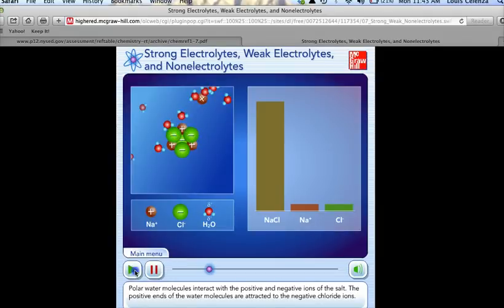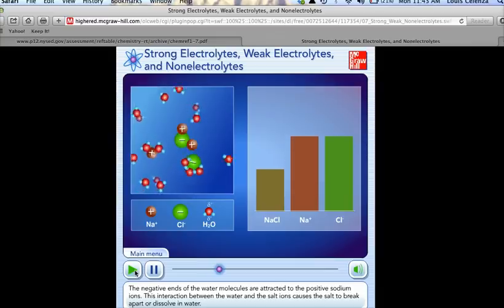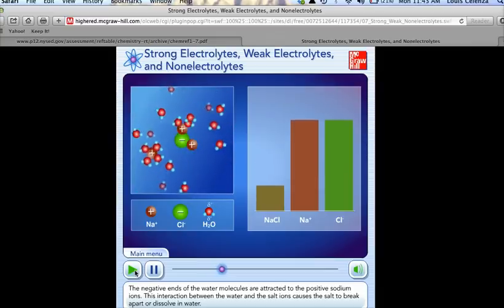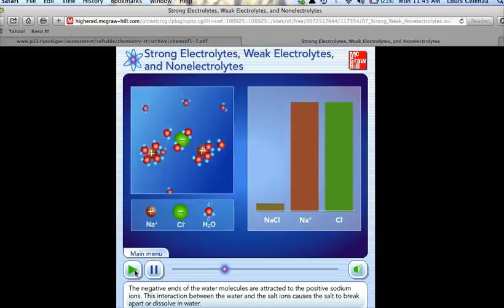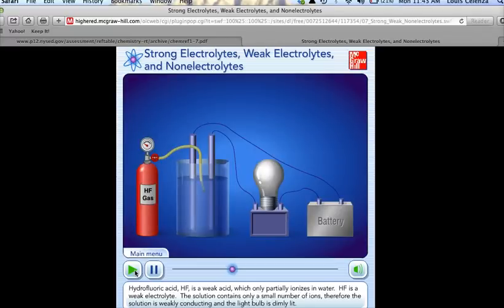Positive ends of the water molecules are attracted to the negative chloride ions. The negative ends of the water molecules are attracted to the positive sodium ions. This interaction between the water and the salt ions causes the salt to break apart or dissolve in water. Hydrofluoric acid, HF, is a weak acid which only partially ionizes in water. HF is a weak electrolyte. The solution contains only a small number of ions, therefore the solution is weakly conducting and the light bulb is dimly lit.